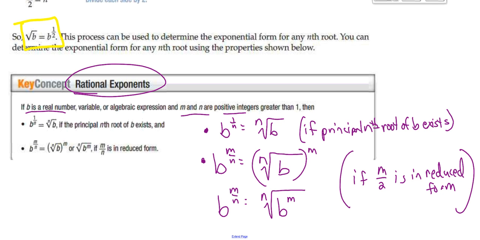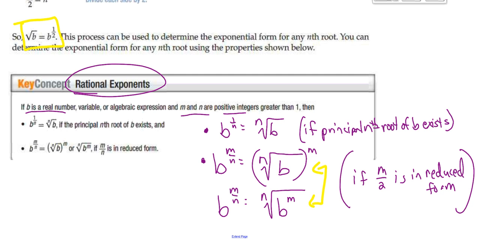So of these two versions, whichever one is more convenient for us, and the way I judge that is if this is going to be a perfect nth root, I would take that out first and then put it to the m power after that.